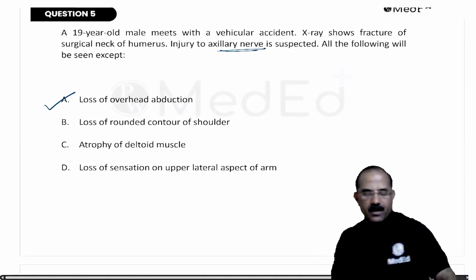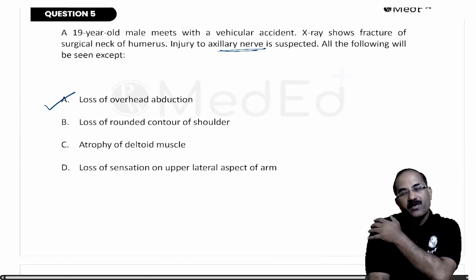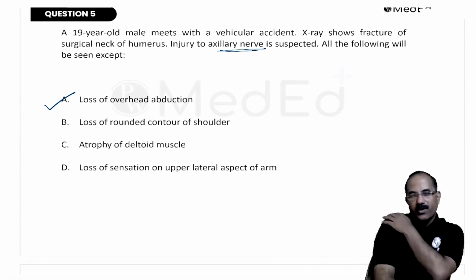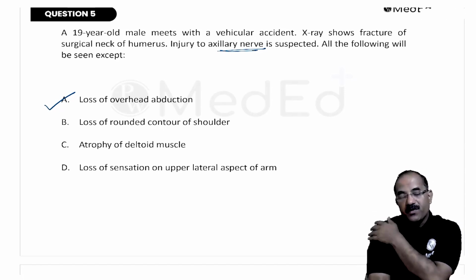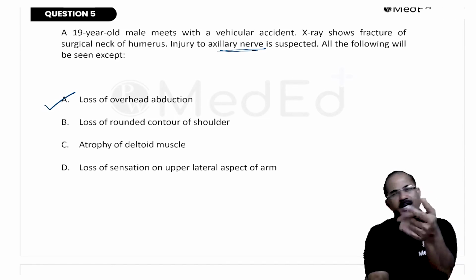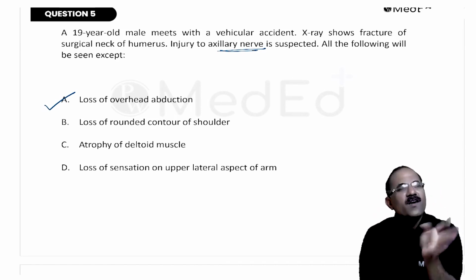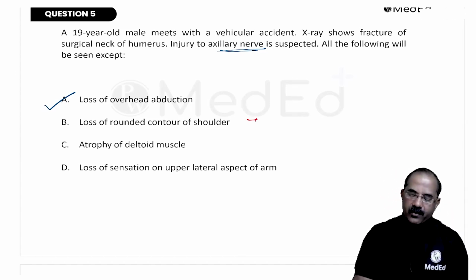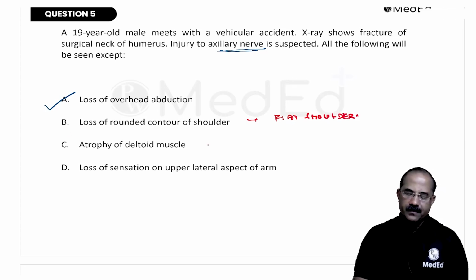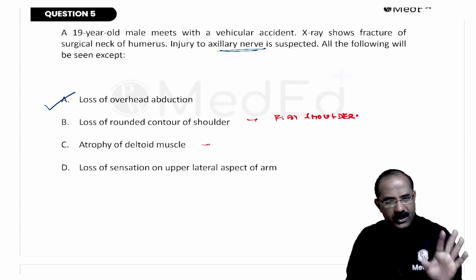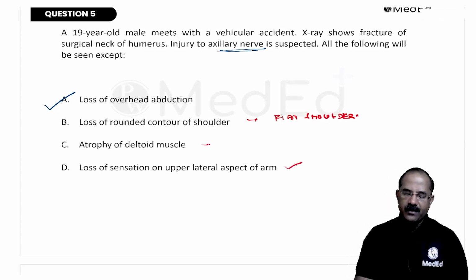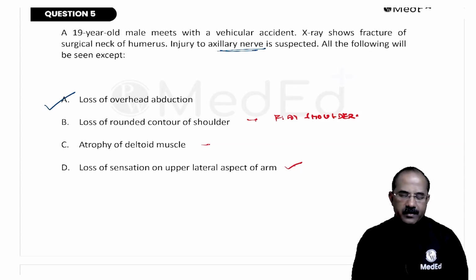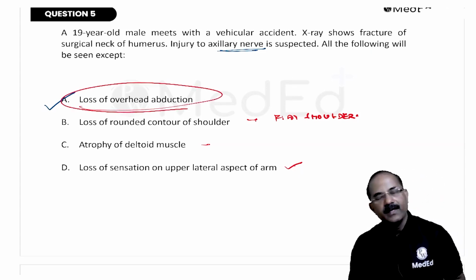Okay. So tell me. This shape of the shoulder, children, is known as what? Contour, right? This is the contour of the shoulder. And this shape of the shoulder is because of what? Deltoid. If the deltoid is paralyzed, the shape of the shoulder is lost, and this is what we call flat shoulder. So loss of rounded contour of the shoulder is what we call flat shoulder. And when do you get it? In paralysis of deltoid, correct? Yes. Atrophy, yes, when a muscle is paralyzed, we get atrophy, correct. Loss of sensation on the upper lateral aspect of the arm is correct. So all the following will be seen except, your answer is loss of overhead abduction.